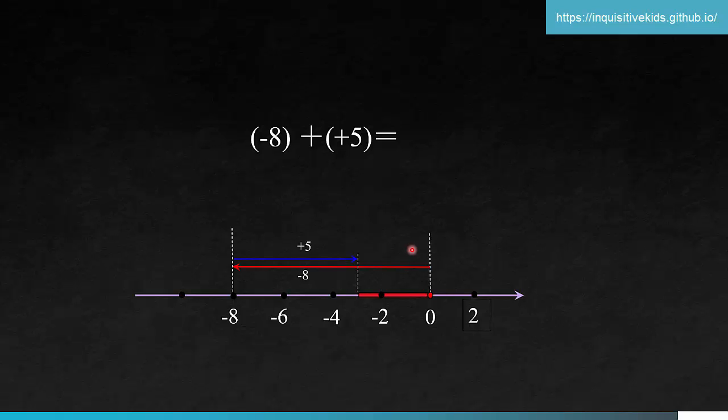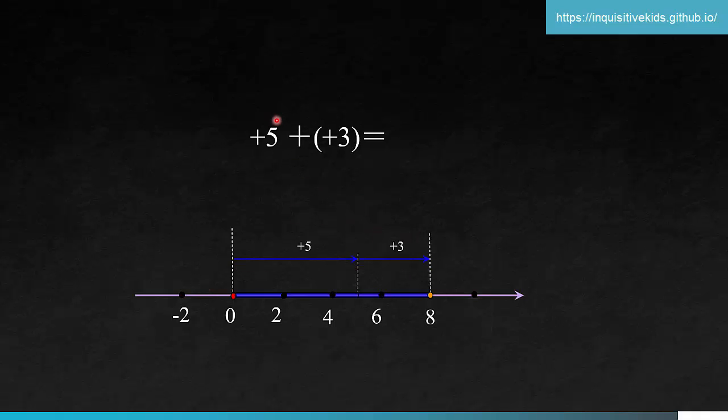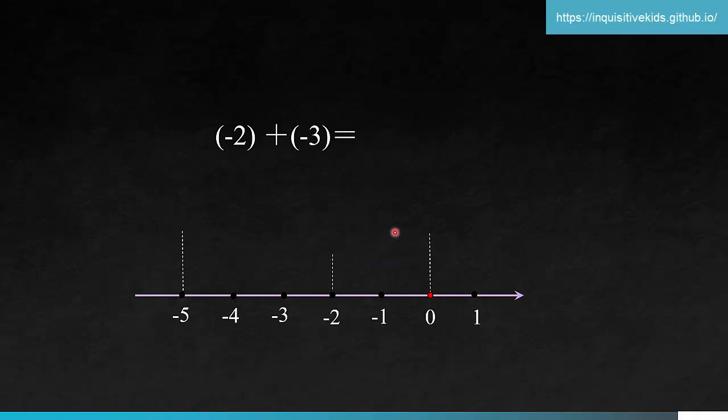Here we have negative 8 plus positive 5. So first we have this red arrow that goes in the negatives into negative 8. And then we're adding positive 5, so we're at negative 3. Here both of these are positive, so we have 5 and then 8. Here we have both negatives, so we're basically minusing 5 if you add these together, because they're both going in the negative direction. So it's a negative 5.